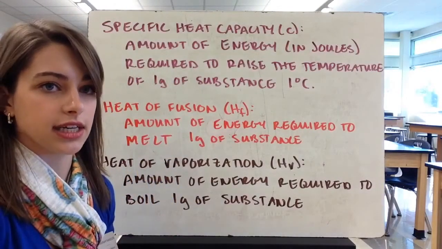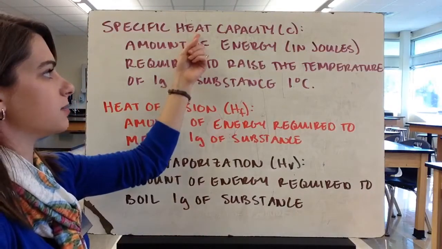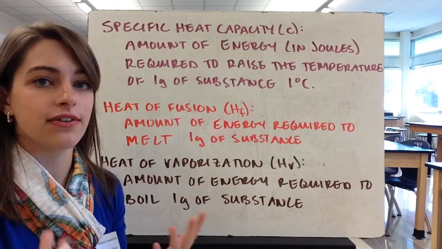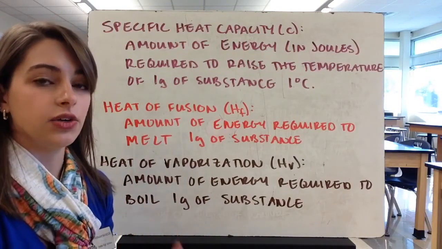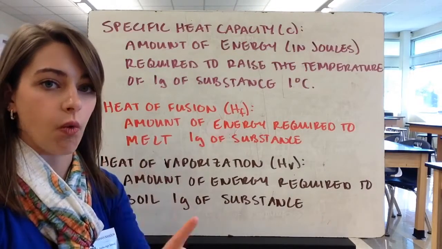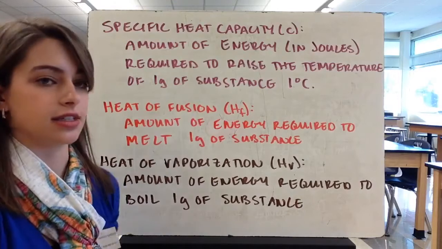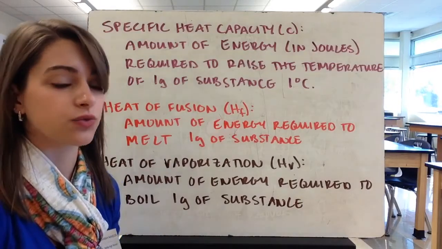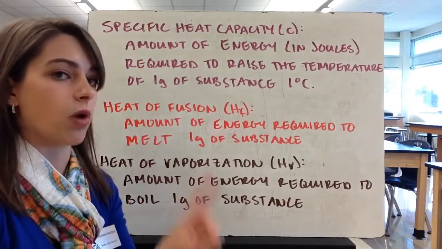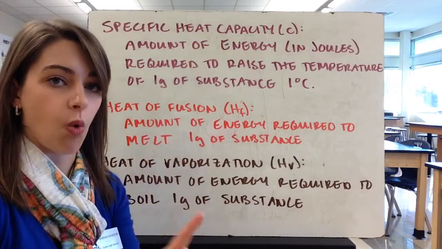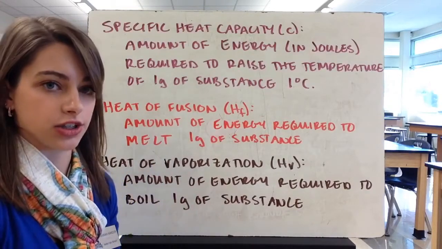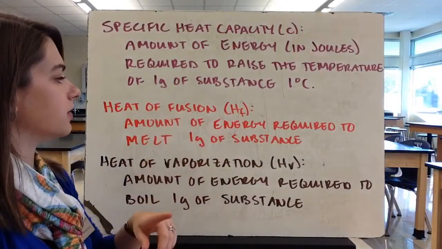So like I promised, we're going to look at each of our constants. The first one we're going to look at is the specific heat capacity, so that's C. The specific heat capacity is the amount of energy in joules that you need to raise the temperature of 1 gram of a substance 1 degree Celsius. So for instance, the specific heat capacity of water is 4.18 joules per gram times degree Celsius. That means if you have 1 gram of water and you want to raise it 1 degree Celsius, you need 4.18 joules of energy.